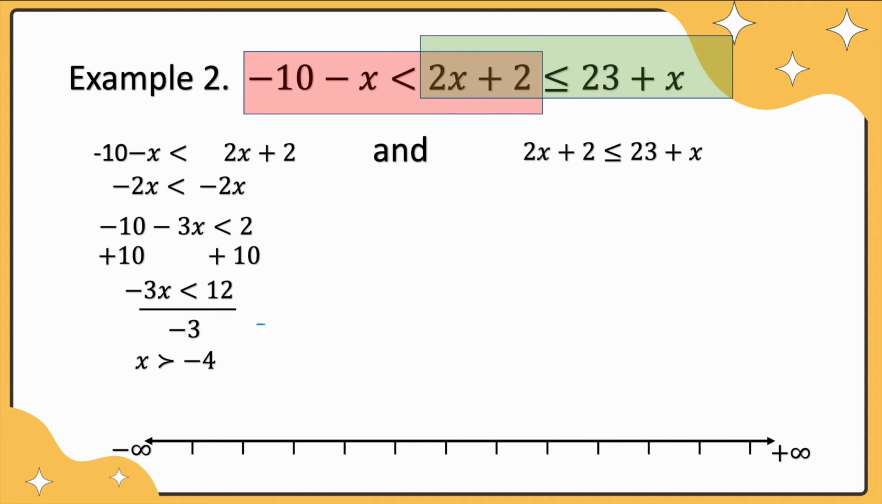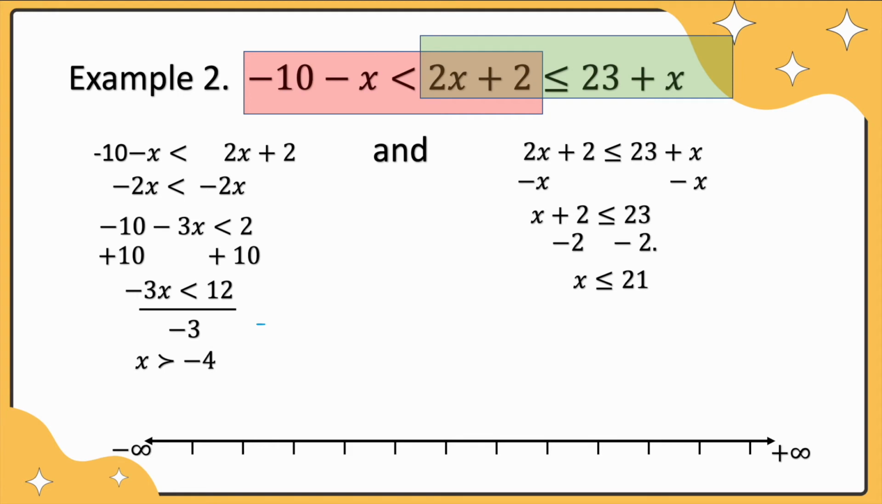So now let's consider the second part. First, let's bring all x terms to the left. For that, let's eliminate the x term on the right by adding negative x on both the sides. So we get x plus 2 less than or equal to 23. Now isolate x on the left side by adding negative 2 on both the sides. We have x less than or equal to 21. So this is the second part of our solution.